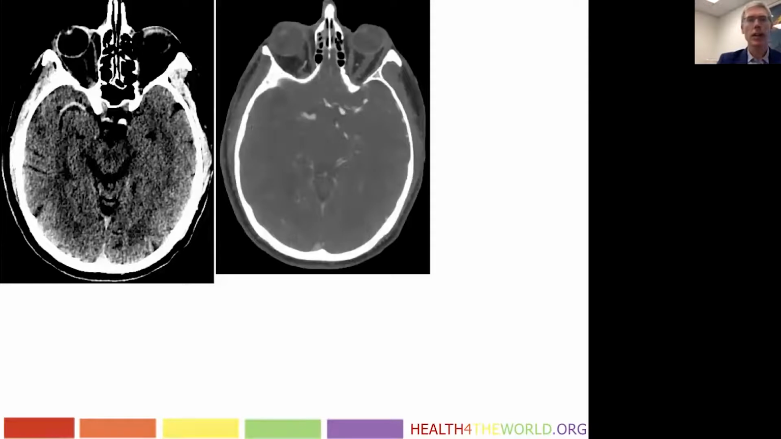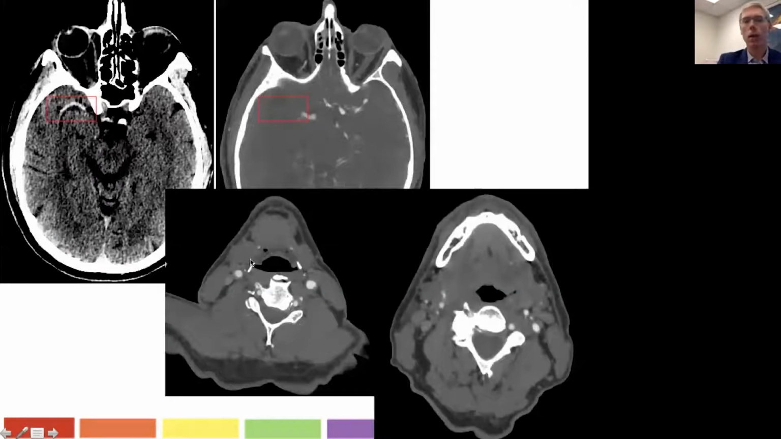So this is another case, a similar type of presentation, right middle cerebral occlusion. Here's the CTA showing the corresponding image. And then the problem here is not only up here in the head, but we also have an issue down in the neck. So here's the CTA showing both common carotid arteries filling, but once we get up higher, in the cervical segment, the right internal carotid artery is occluded. And so what we have here is what we call a tandem lesion.